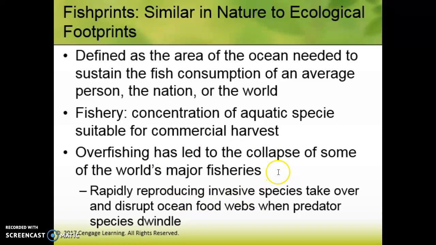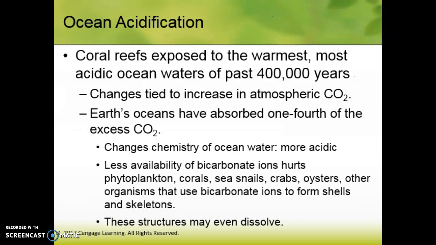Overfishing has led to some of the world's major fisheries collapsing. Most of our big fish are gone. So we're left to eat the smaller fish, and now we have to eat more of the smaller fish, which only exacerbates our problem. Next threat's ocean acidification.